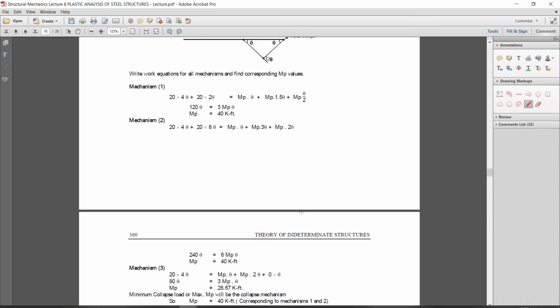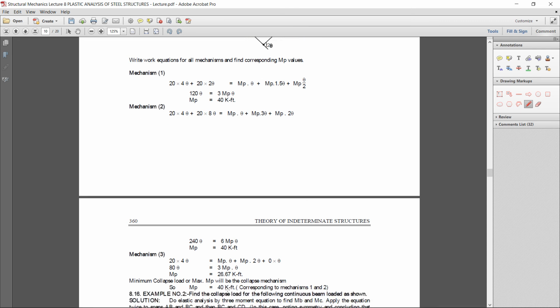So MP 40 cube feet corresponding to mechanism 1 or 2, that is by chance the same. So if there are multiple, 5 or 6 mechanisms, the maximum plastic moment will govern the minimum collapse load, or the maximum plastic moment will be the collapse mechanism.